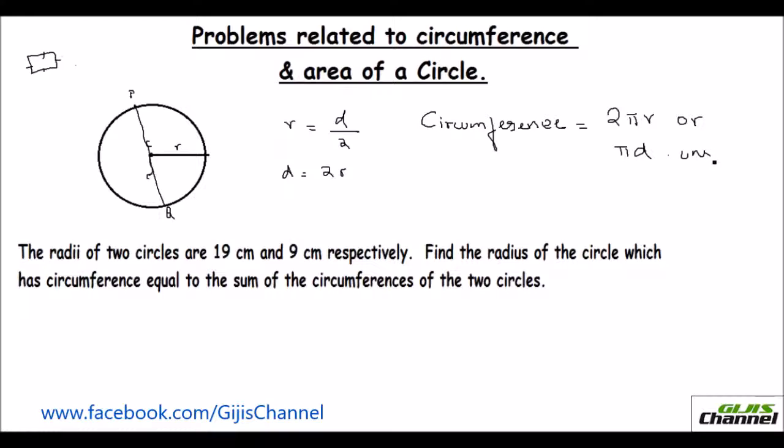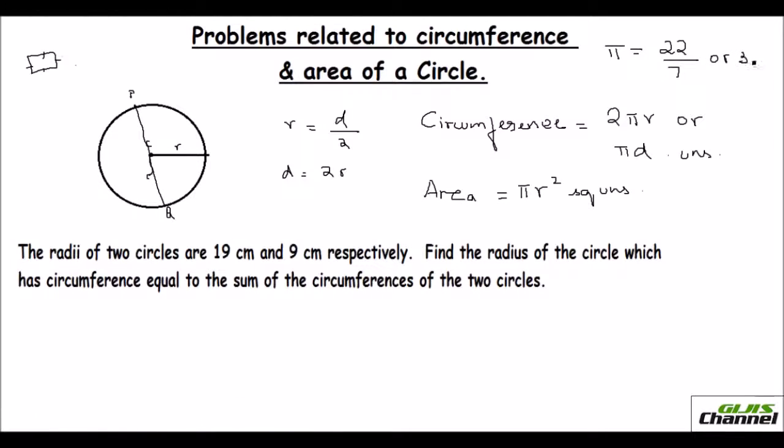Now, the area. For area, it is pi r squared, where r is the radius. The unit will be square units. And here you know that the value of pi, you can either take it as 22/7 or you can take it as 3.14 as needed. Okay. So with these basics, let us see how to solve some problems here.